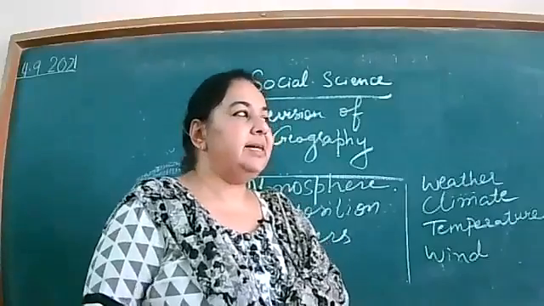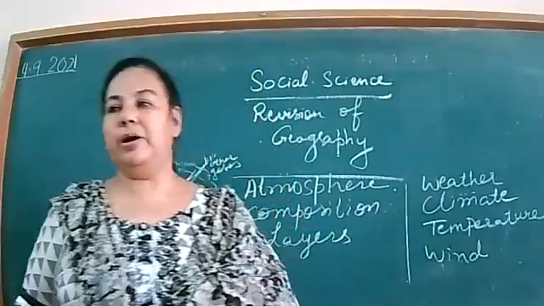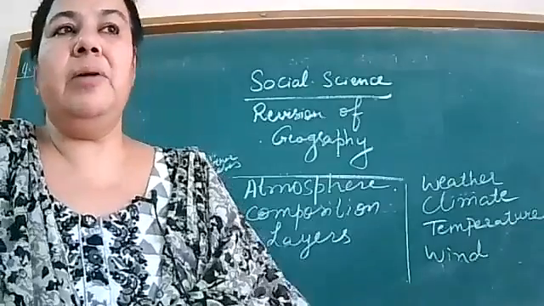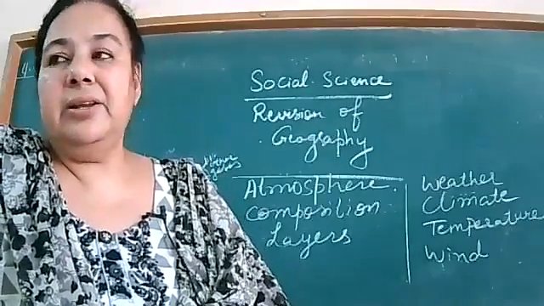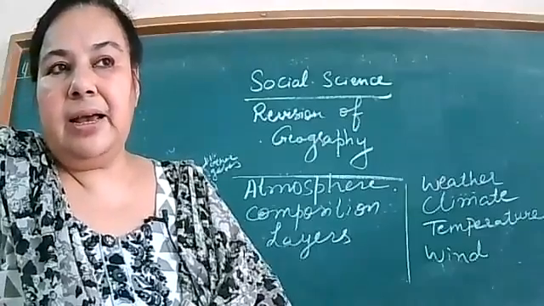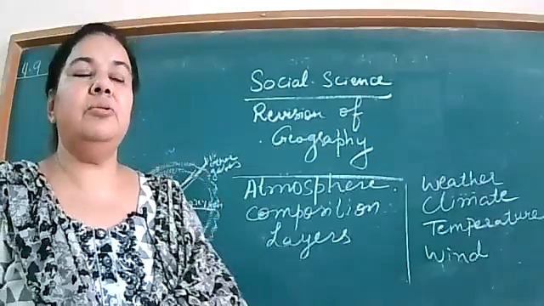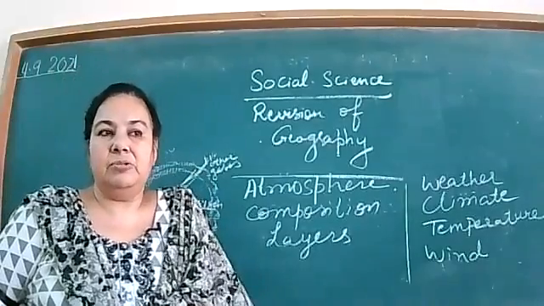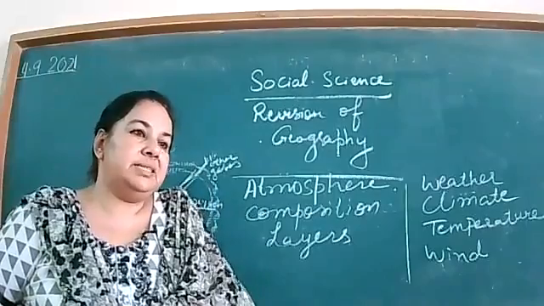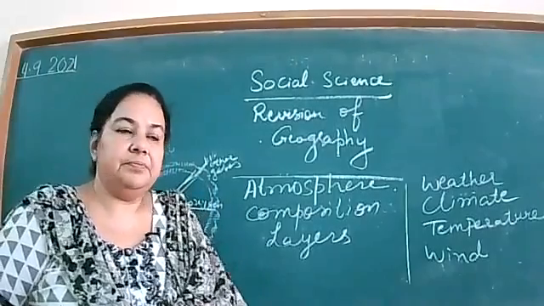Next is convectional rainfall. Cyclonic rainfall you have understood: hot air meets cold air. Remember, hot air is light and goes up, and cold air is heavy and sinks down. Hot air goes up, cools down, clouds are formed, condensation takes place, heavy rainfall occurs.